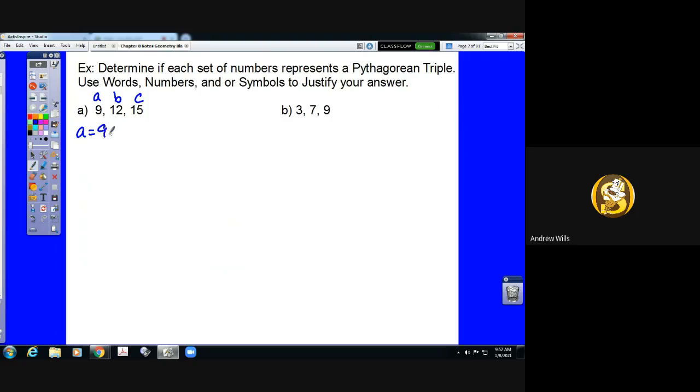So on the homework, you're going to have blanks to fill in identifying which number is which. Remember that the only one that has to be in a specific spot is 15, has to be C. Then you're going to be asked to check the Pythagorean theorem in a workbox. So we're just going to plug those numbers in.